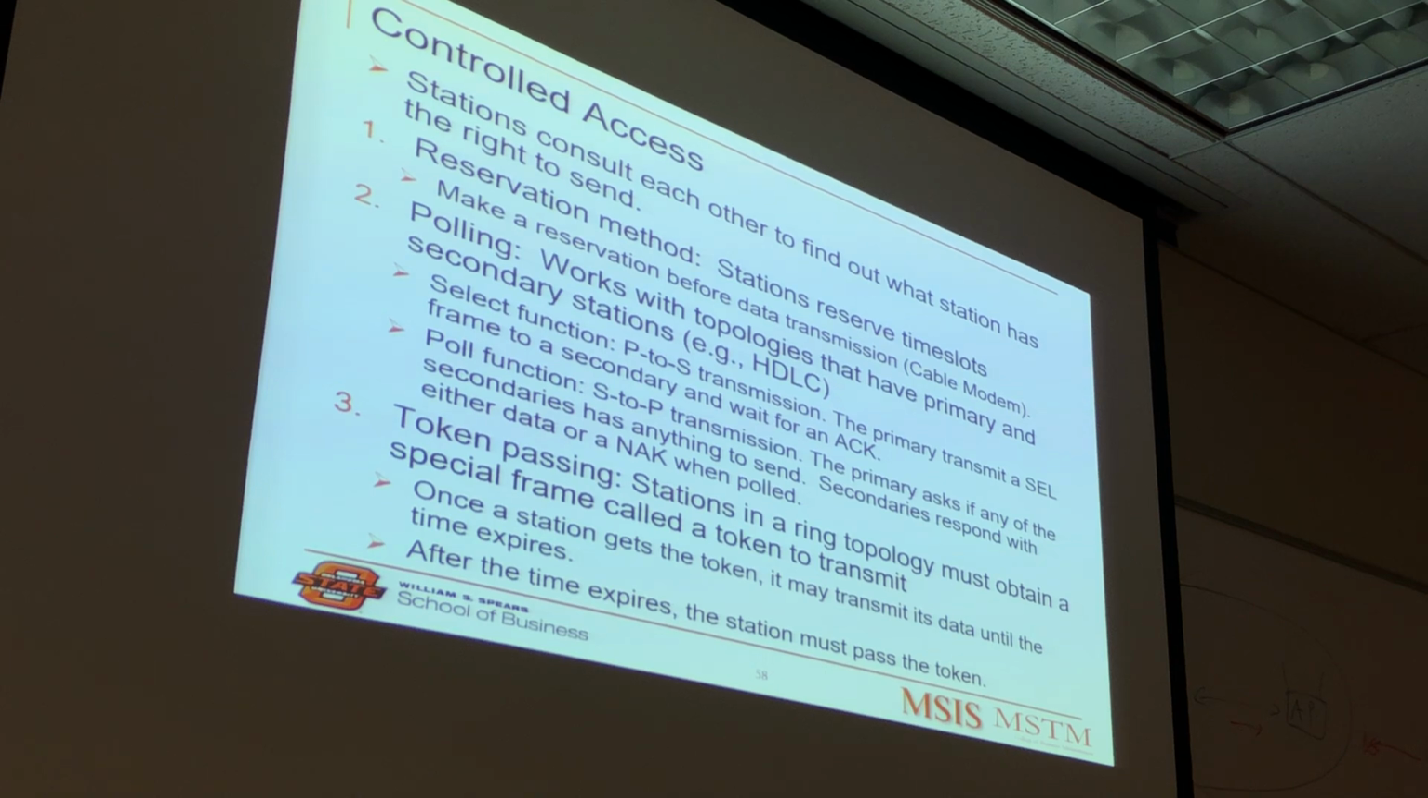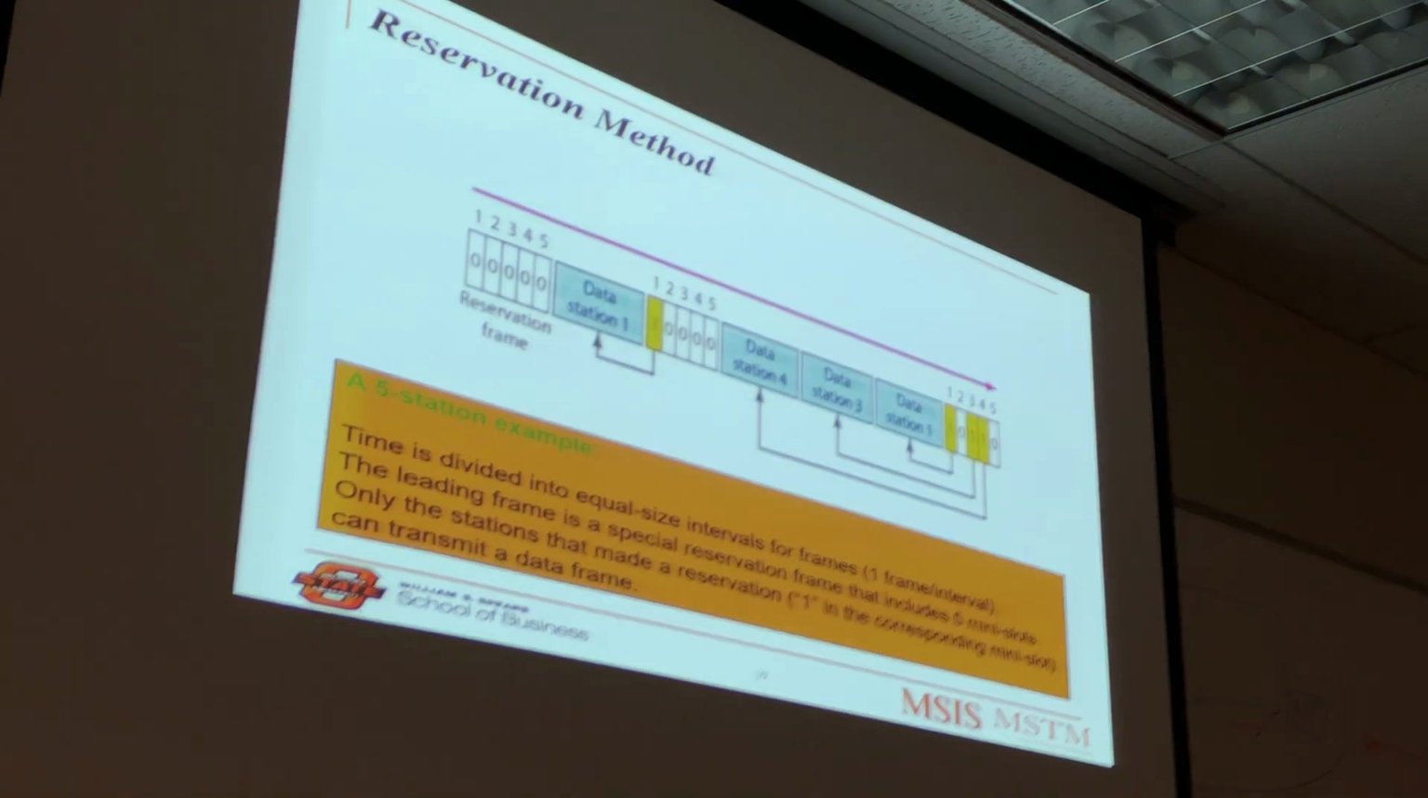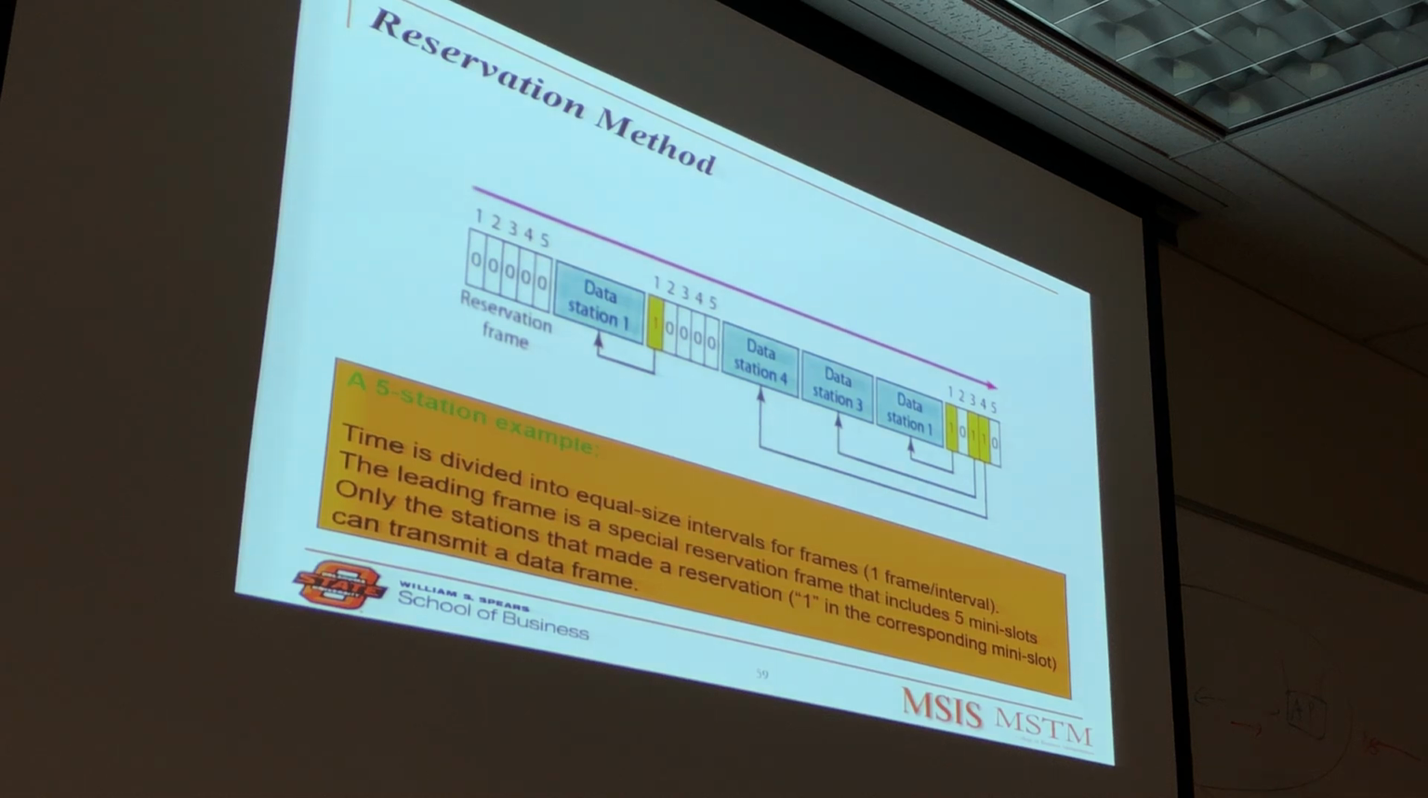Controlled access can be reservation, polling, or token passing. Reservation is like you have preset time slots that are assigned to different devices. So you can transmit your stuff only during that time period or following that order.